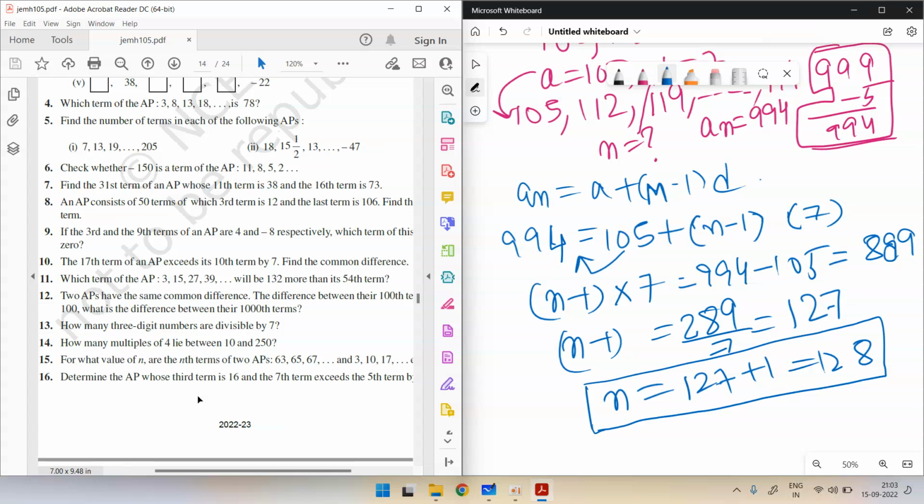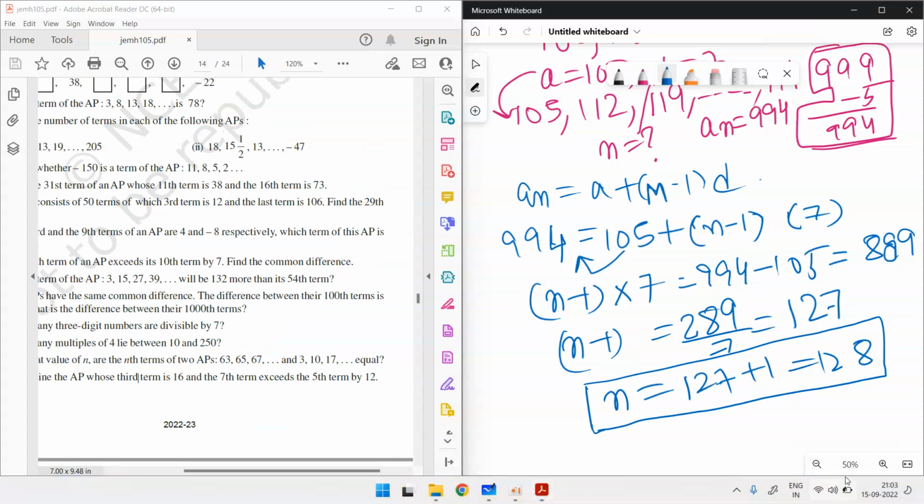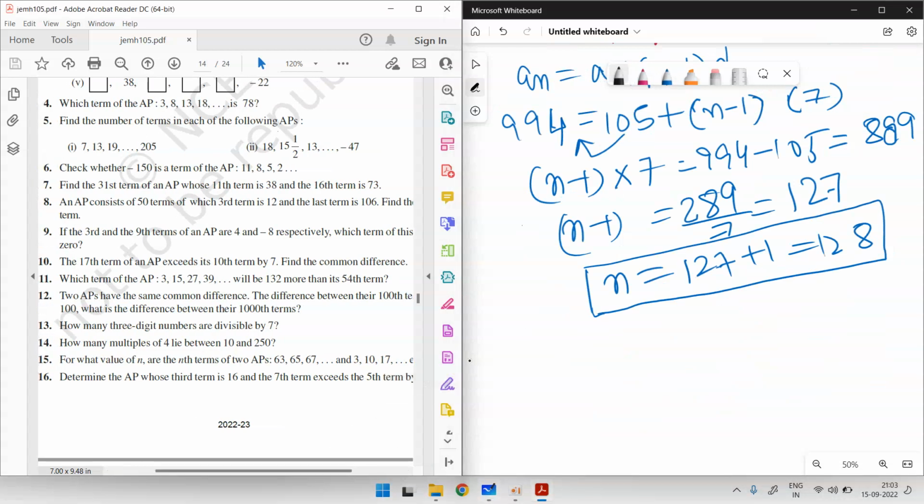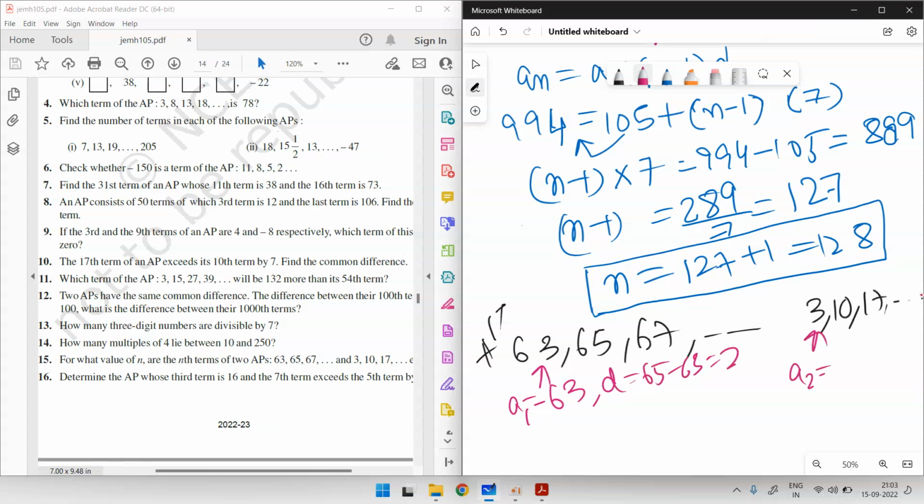Now question 15: for what value of n are the nth terms of the two APs equal? The two APs are 63, 65, 67 and so on, and 3, 10, 17 and so on. For the first, A1 equals 63 and D1 equals 65 minus 63, which is 2. For the second, A2 equals 3 and D2 equals 10 minus 3, which is 7.